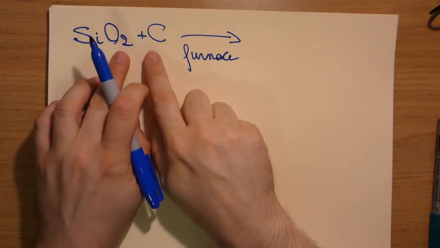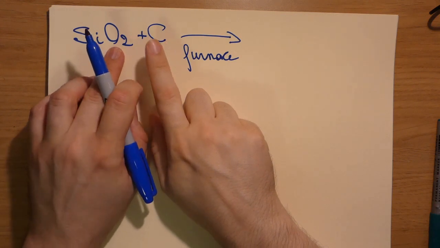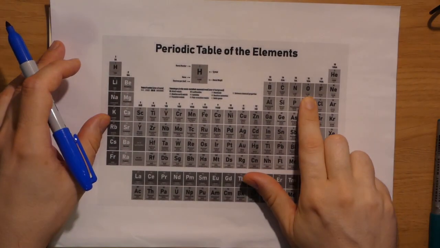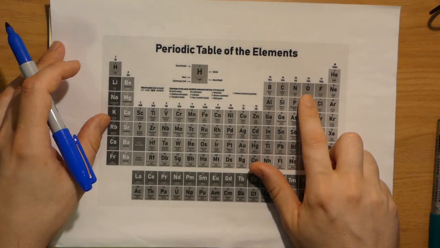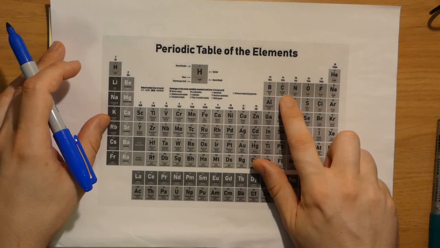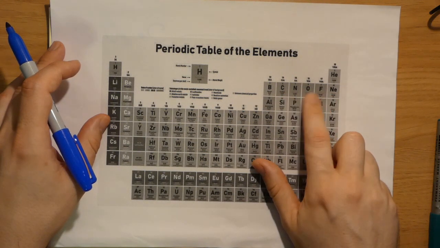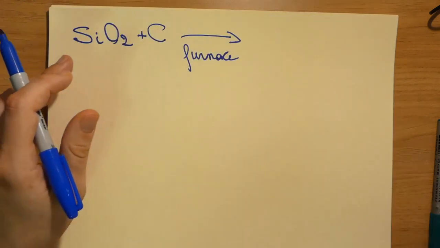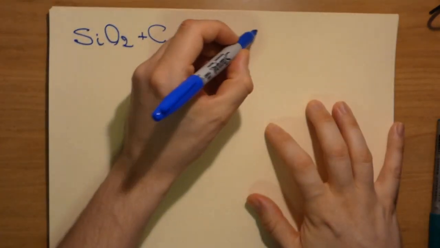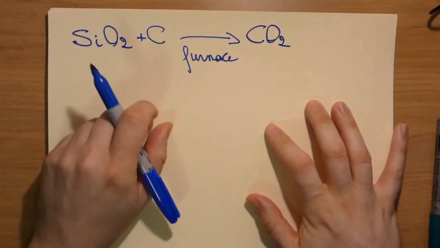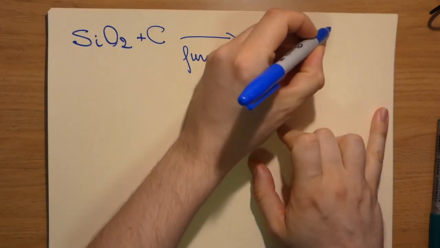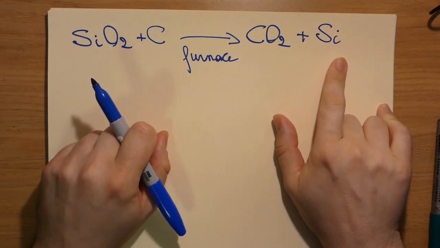And then what will happen is the carbon will bond with the oxygen. So the oxygen is short 2 electrons to be happy, and carbon is short 4 to be happy. So you have 2 oxygen sharing the 4 electrons that carbon has. So you end up with CO2, which is carbon dioxide, and then you have the silicon metal.